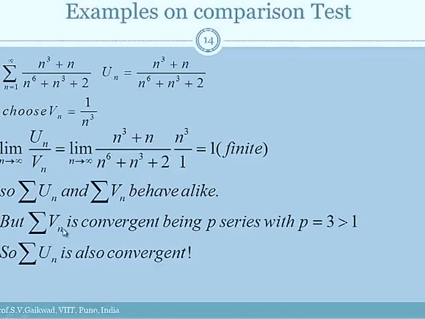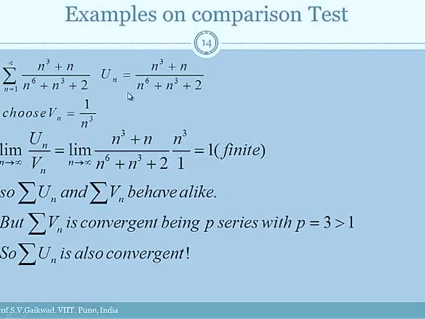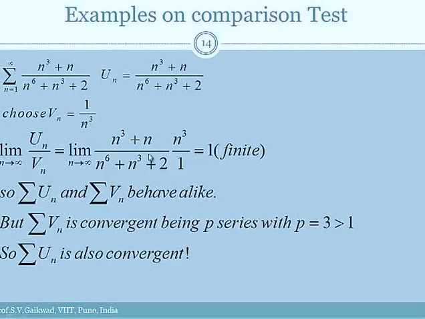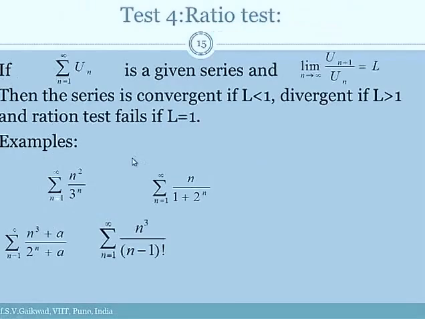But you can easily find sigma vn is a convergent series as it is a p series with p equal to 3 greater than 1. So the given series is also convergent. So this is the comparison test. Choose a series for comparison. The condition is that the limit of un upon vn should be finite. Then the convergence of vn is already known to you by some simple test, and you can test the convergence of the given series. Comparison test.